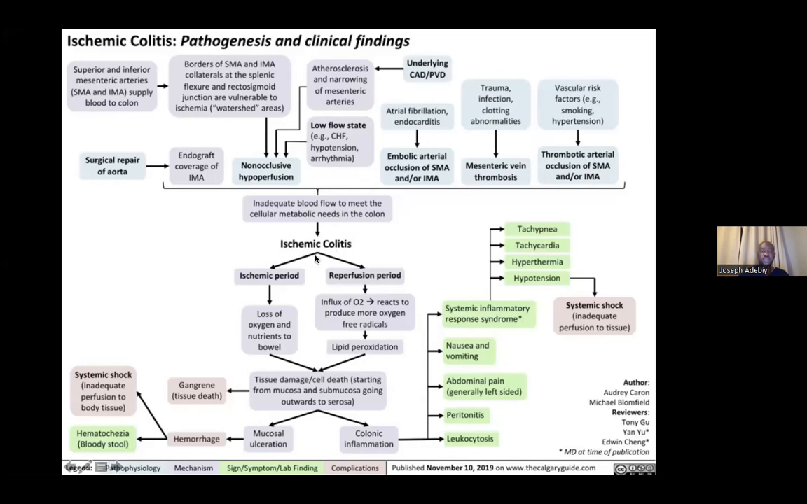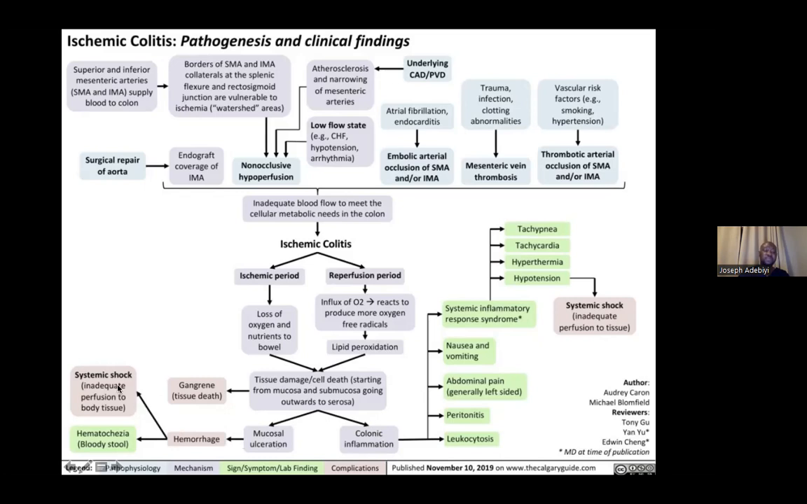What usually happens is that initially there is a period of ischemia, and then there are also the reperfusion periods where there is a rapid influx of oxygen, and this may then lead to release of free radicals. These free radicals, combined with the initial loss of oxygen, may predispose to more tissue damage and more cell death. This may then lead to gangrene, with mucosal ulceration and colonic inflammation. And with mucosal inflammation and mucosal ulceration, you may then have hemorrhage.